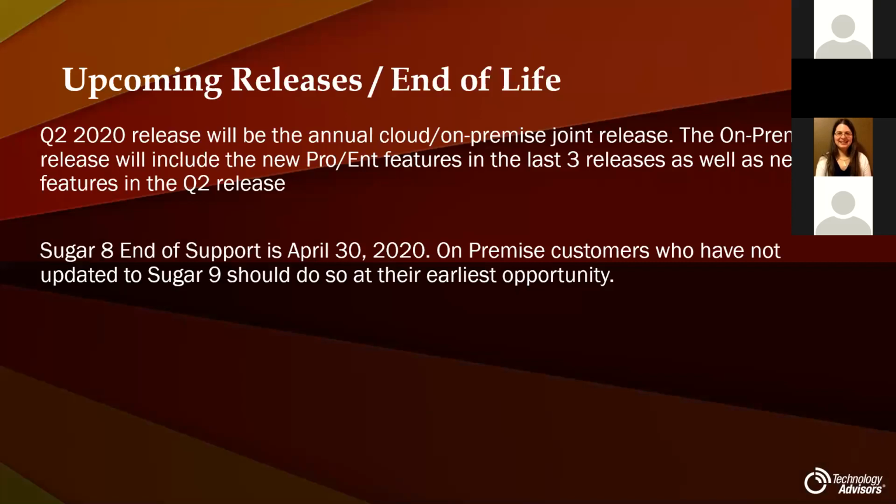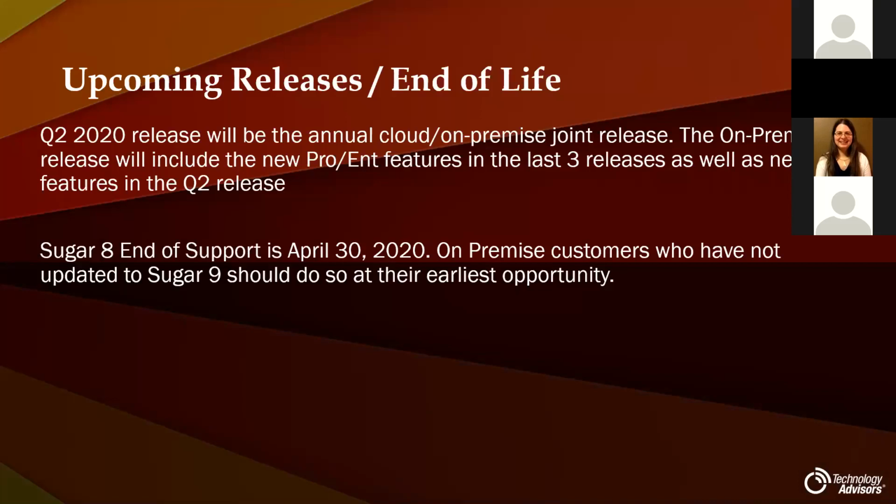And then finally, keeping in mind, as Jake said, what's coming next. Next month we've got the Q2 release that is not only the quarterly cloud release, but also the annual on-premise release. So if you are using Sugar on-premise, this is when you'll get all of the features that have come in the last 3 quarterly releases, as well as any new features that are coming in this April Q2 release.